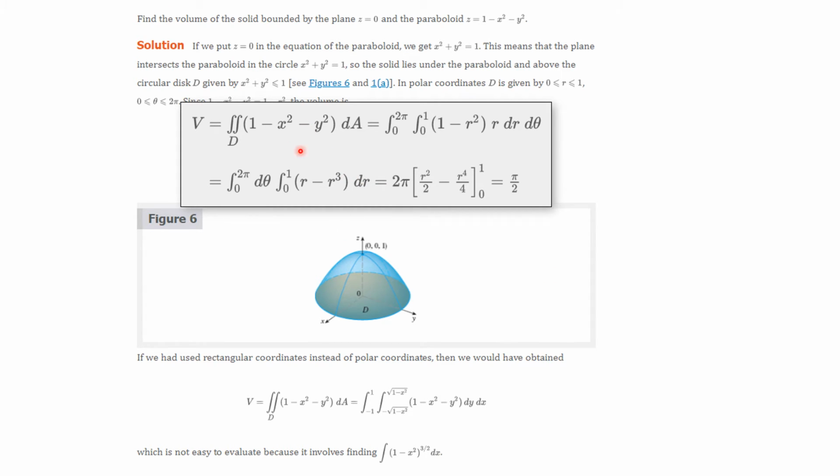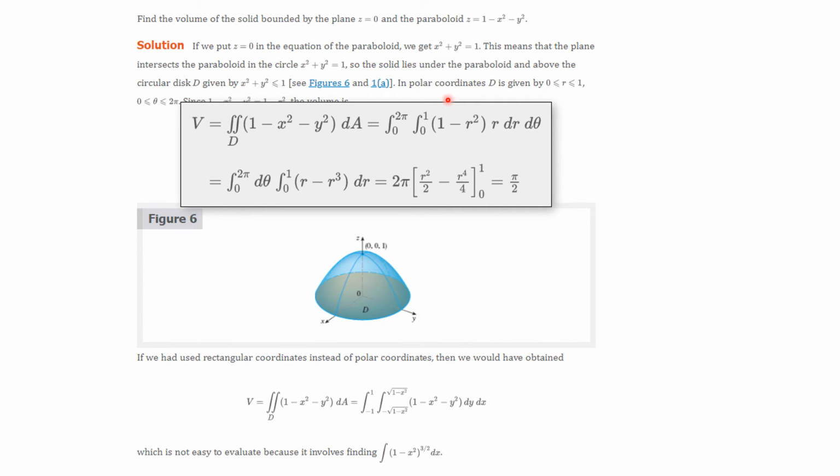All right. If we think about z equals 0 in the equation of the paraboloid, we get that x squared plus y squared is equal to 1. This means that the plane intersects the paraboloid in a circle, which is x squared plus y squared equals 1. That means that the plane down here gives me D. So that's going to be x squared plus y squared equals 1. So the solid under the paraboloid and above the circular disk is given by this picture going up to z equaling 1.